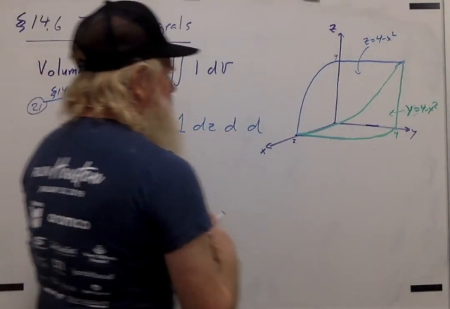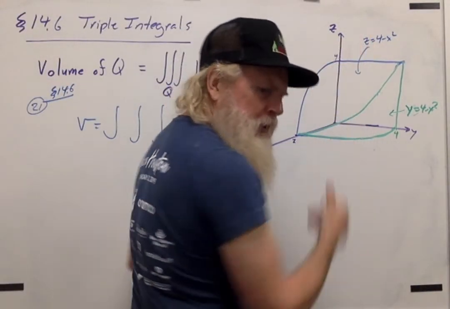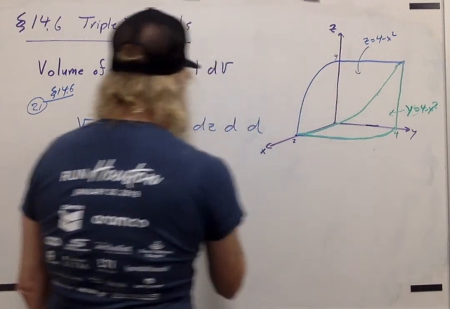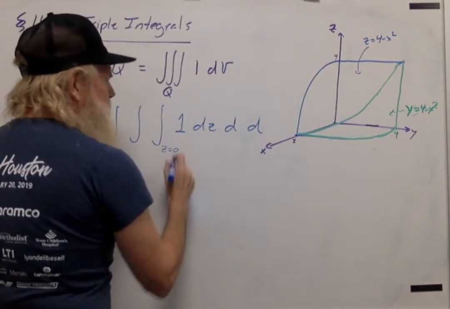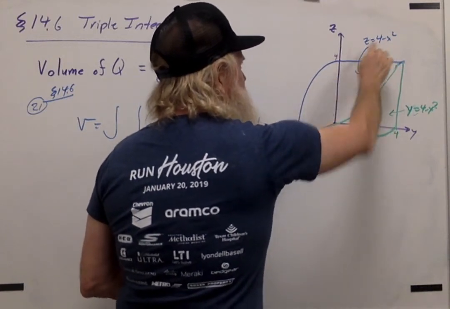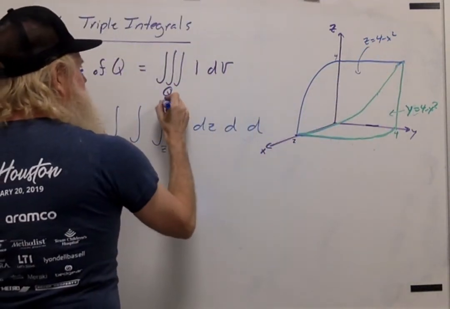So for z, if I send a segment up from below, then I'm going to enter on the xy plane, which is z equals 0. And I'm going to exit on this curved roof, which is z equals 4 minus x squared.